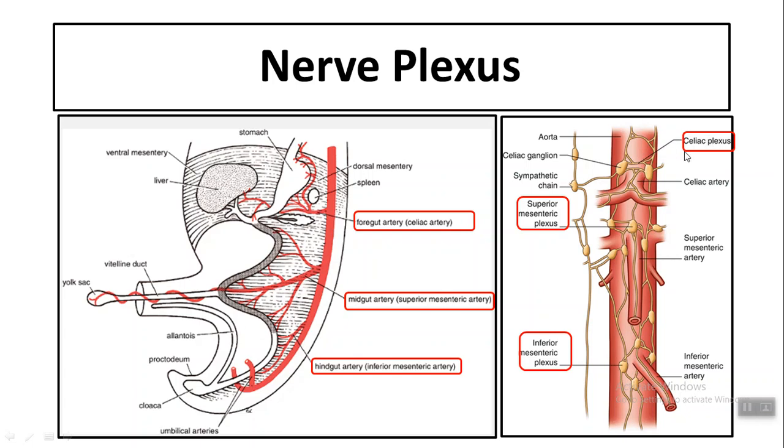Here we have the celiac plexus for the foregut, the superior mesenteric plexus for all the structures of the midgut, and the inferior mesenteric plexus for all the structures of the hindgut. Therefore, the nerve supply of the appendix is derived from the superior mesenteric plexus, because embryologically it is derived from the midgut.